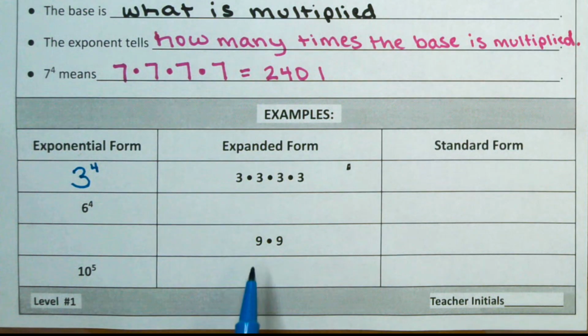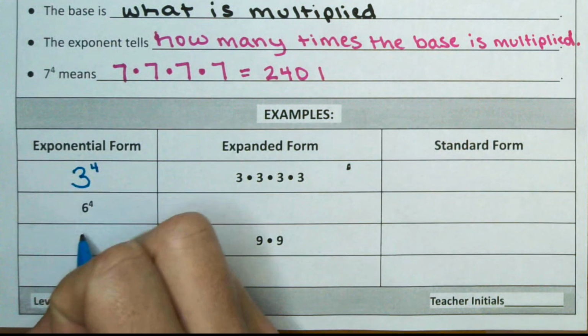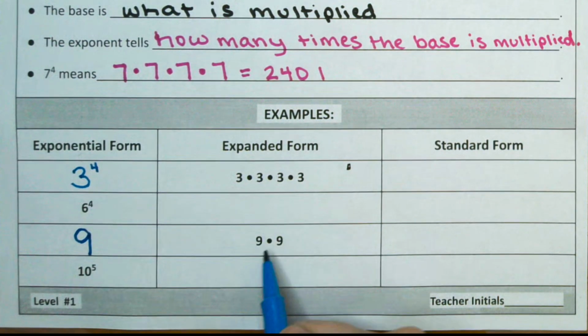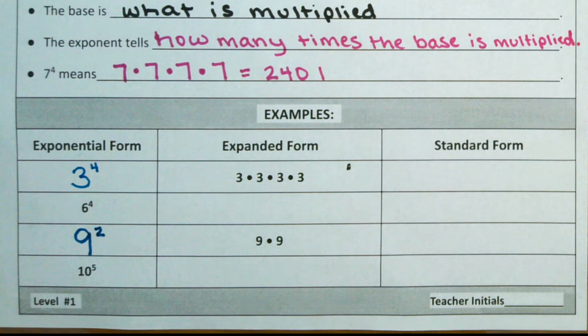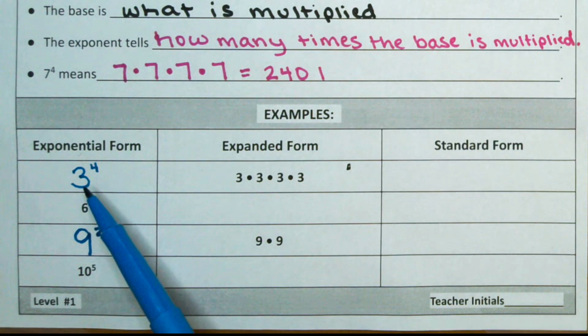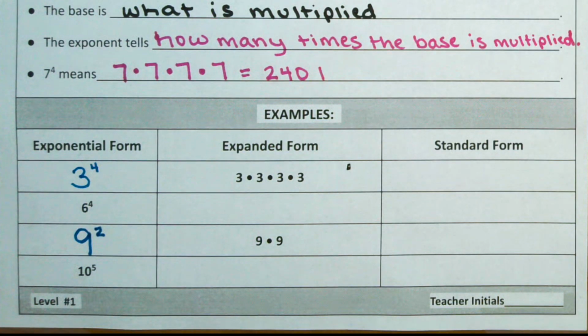Well, we are multiplying 9 over and over again. So 9 is our base. And we multiplied it twice. So 2 is our exponent. Remember, if the exponent's the 2nd power, the way we would say this is 9 squared. Up here, we have 3 to the 4th power.